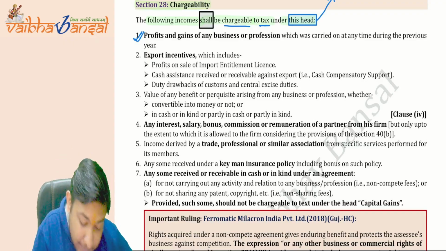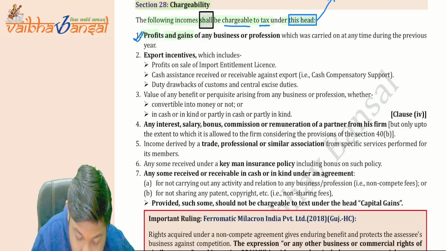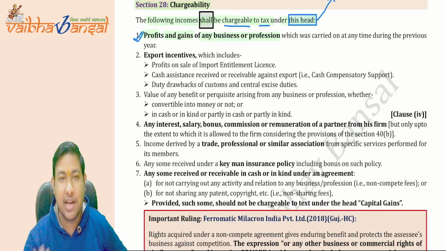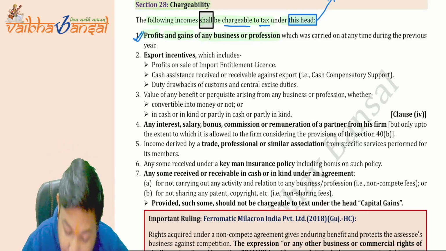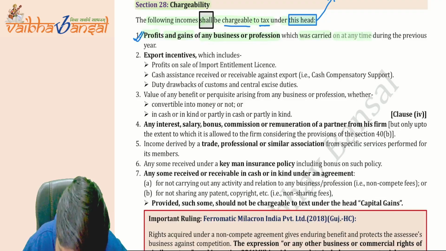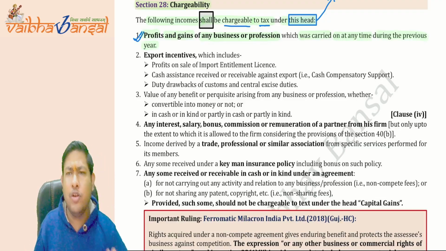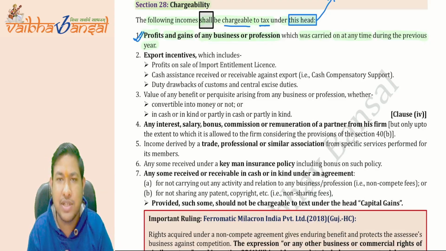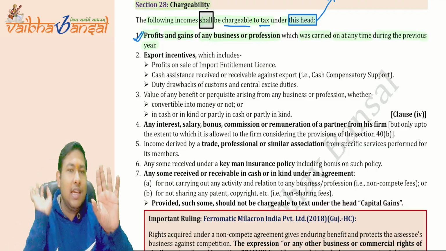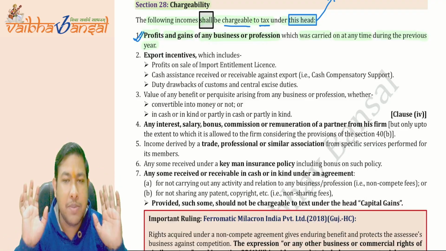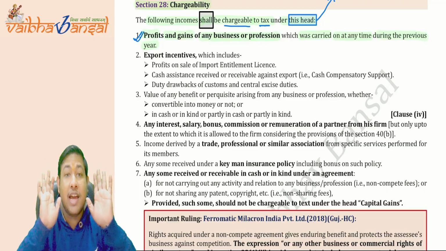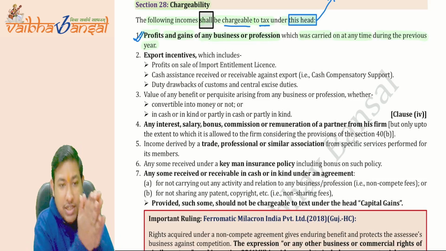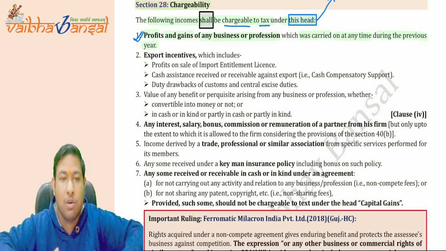What it says is that the profits and gains of any business or profession, if you are running any business or profession and earning any profits and gains which was carried on at any time during the previous year, if you have earned any income during the previous year by running a business or a profession, that is going to be charged under the head PGBP. This is the very generic section. But afterwards it is going to be very specific.